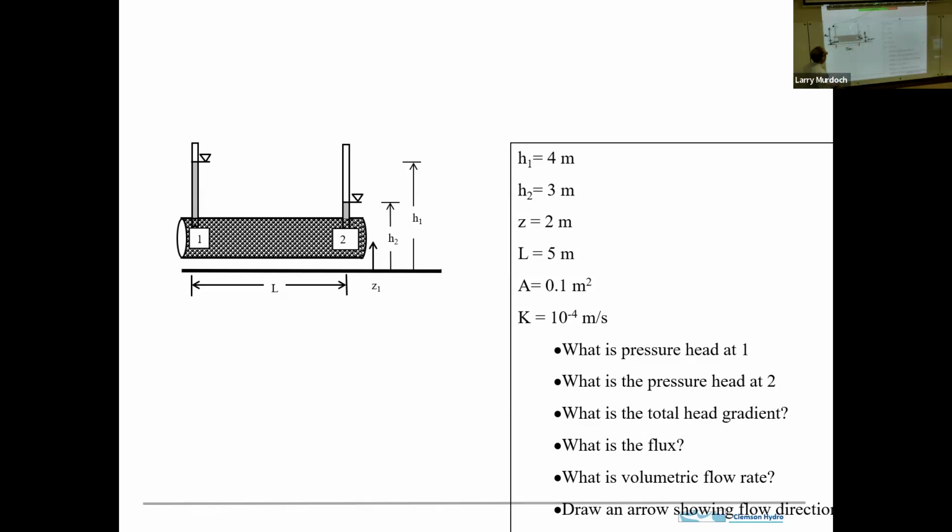Okay, so the pressure head at 1. So here's point 1. And the pressure head, I kind of like to do it just visually at first. So this is the total head 4. Here's the elevation head. So this is the pressure head, and it looks like it's got to be 2 meters. And the pressure head here, there's total head of 3 meters, Z is 2 meters, so this is 1 meter.